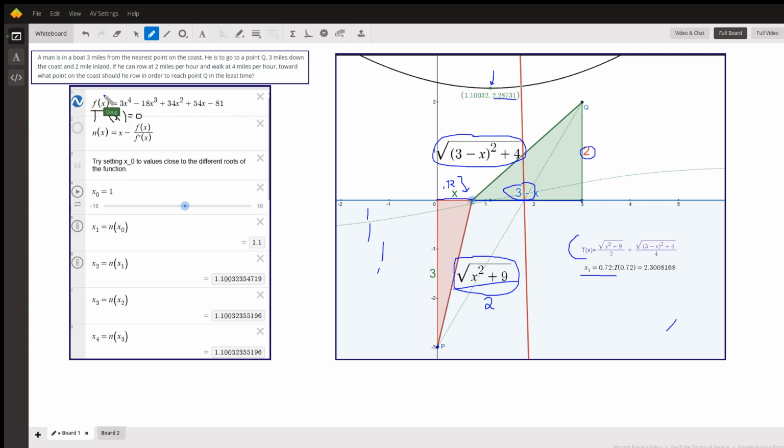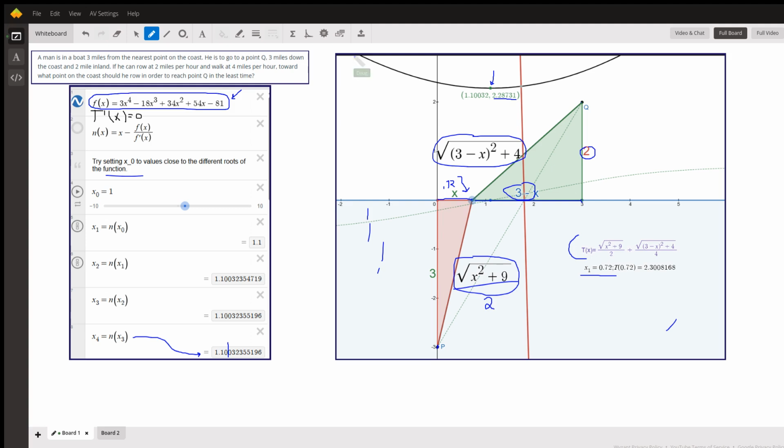This expression right here is what you get if you set the first derivative of t equal to 0. And I haven't got all the work for that on the next board. It's not pleasant. But at this point, you have to use some numerical method to find the value of x that produces a value of 0. And this is showing Newton's method. It looks like on the fourth iteration, we start repeating at several decimal places. So 1.1 miles down the shore looks like it produces the minimum amount of time.